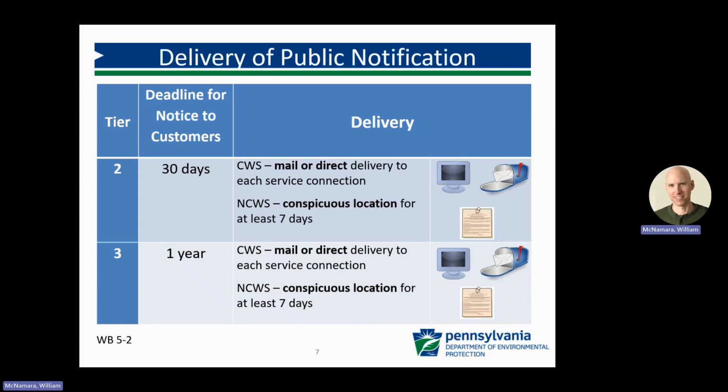So for Tier 3 violations, community water systems again deliver public notices directly to each service connection. Since it's Tier 3 and you have up to 1 year, as shown, you may be able to time that with the delivery of your consumer confidence report as well. Non-community systems again post the public notices in a conspicuous location for at least 7 days.